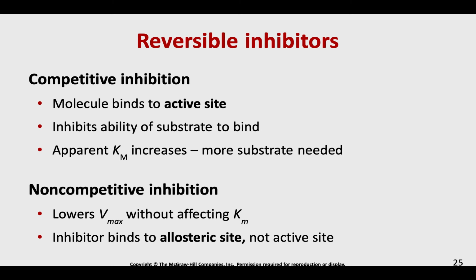So let's look at it in terms of inhibitors. An inhibitor is a molecule that's going to bind to that active site, and it's going to inhibit the ability of the substrate to bind. It's a different molecule than the substrate, binding to that active site, and now it's shifting the halfway point of where you need to be to get to that maximum velocity. So essentially more substrate is going to be needed in the presence of a competitive inhibitor.